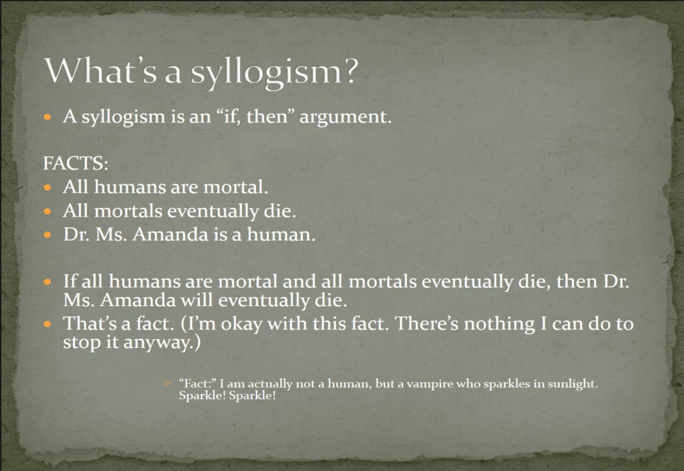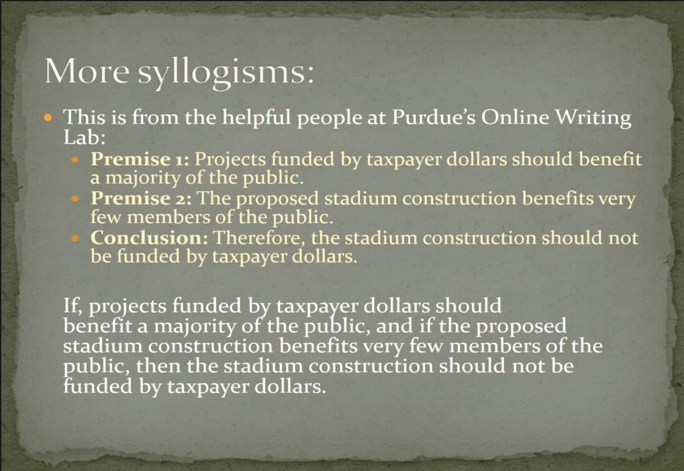Here's some more syllogisms. This one's from the helpful people at Purdue's Online Writing Lab, which is a really great resource if you're doing any sort of paper, including an argumentative one. They provided two premises. Projects funded by taxpayer dollars should benefit a majority of the public. That's premise one. The proposed stadium construction benefits very few members of the public. That's premise two.